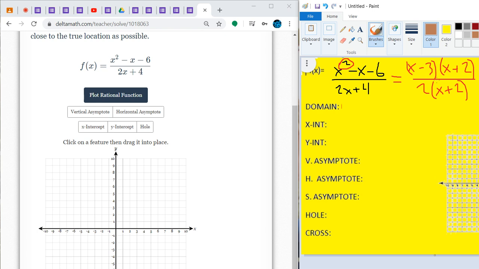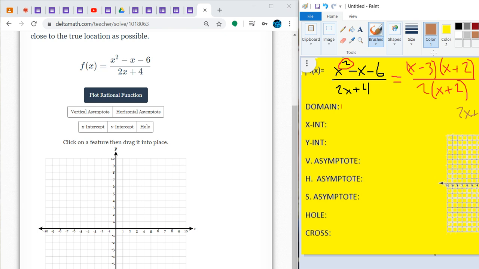If we did it with the original equation, you'd have the x squared minus x minus 6 on the inside, 2x plus 4 on the outside. 2x times what would give you x squared would be 1/2 x. You'd multiply everything through. You would get the x squared plus 2x. You would subtract. When you subtract there, you get negative 3x. Bring down the negative 6. You would start again. 2x times what gives you negative 3x would be negative 3/2. That right there is going to be what our slant asymptote is.